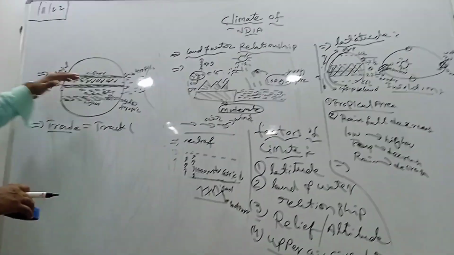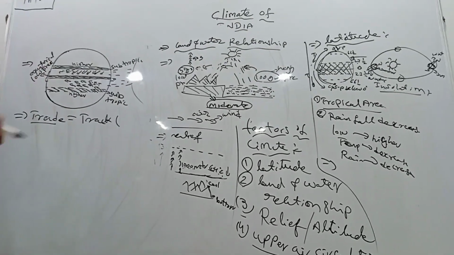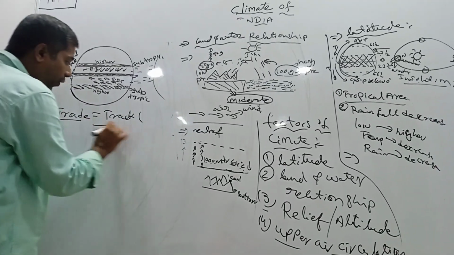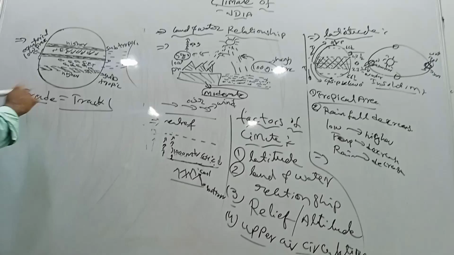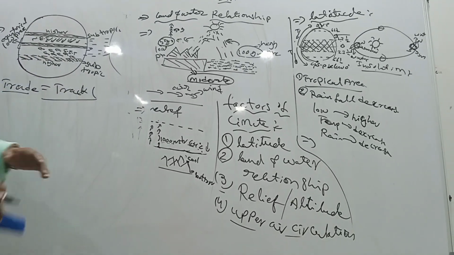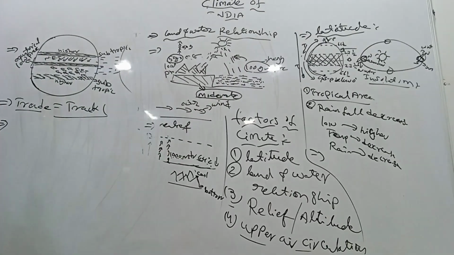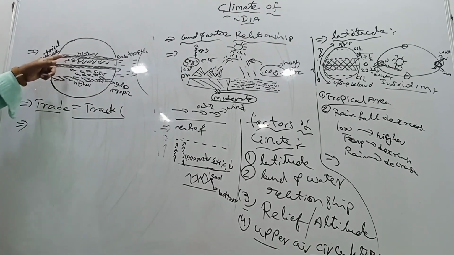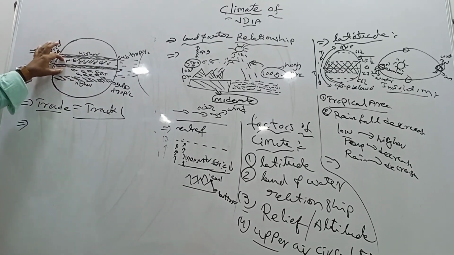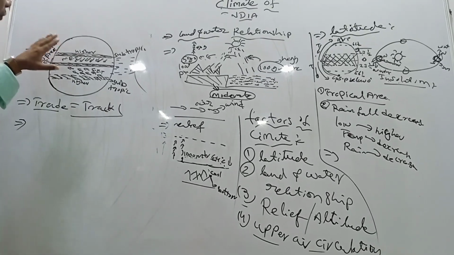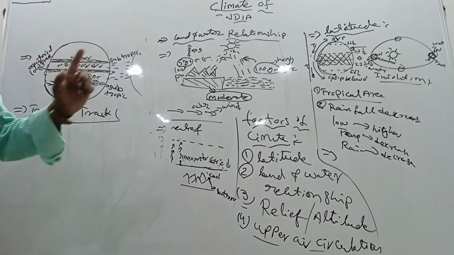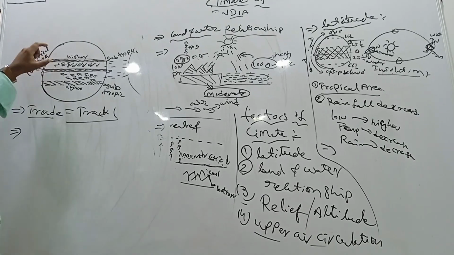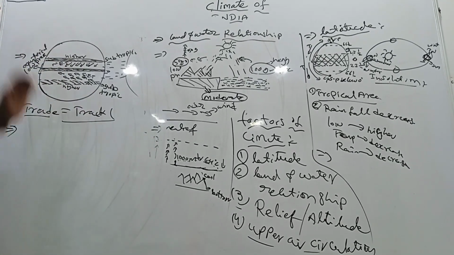When these winds are blowing, in these areas rainfall will occur, and those areas will be cool in the rainy season. These trade winds also change the temperature, because they carry temperature from one place to another on the Earth's surface. So these trade winds are called prevailing winds, because throughout the year these winds blow continuously.